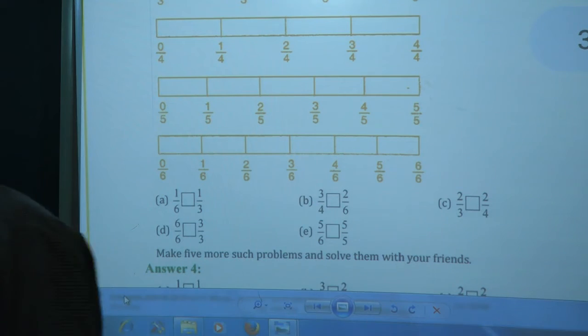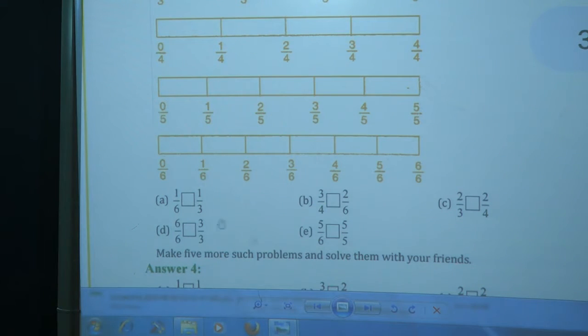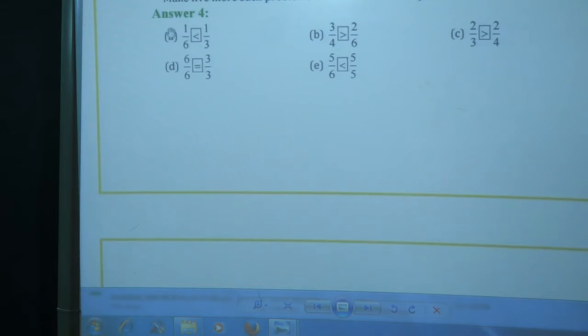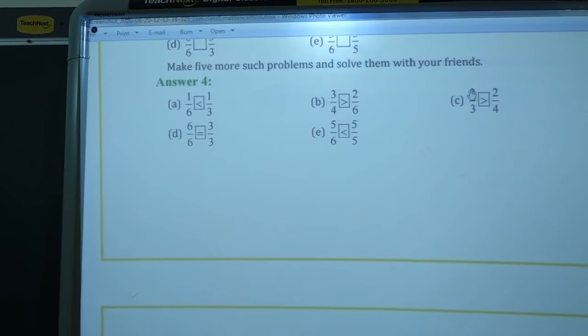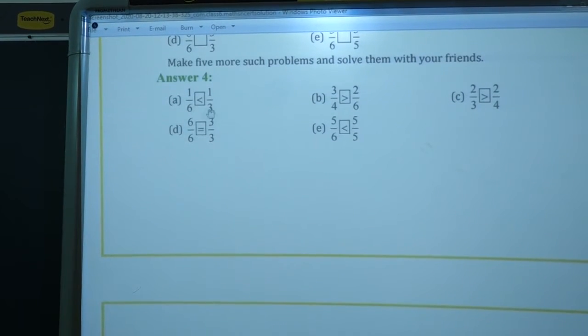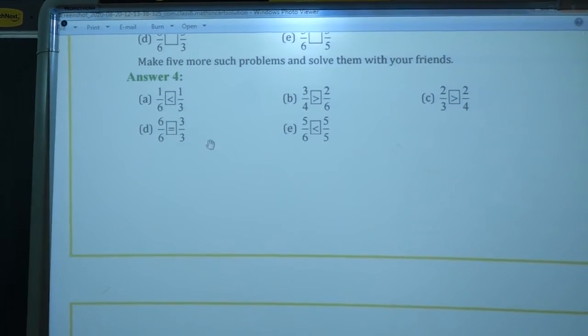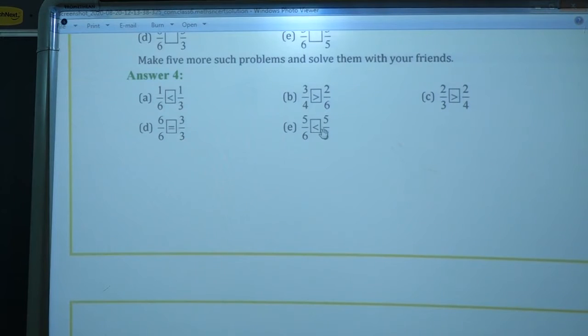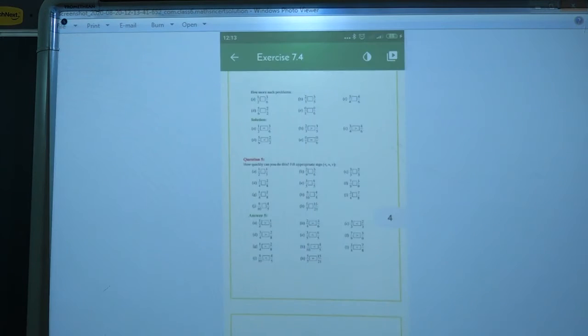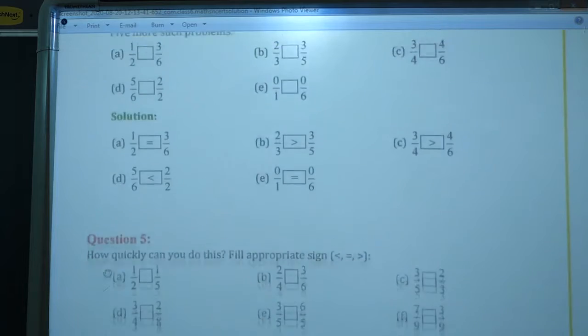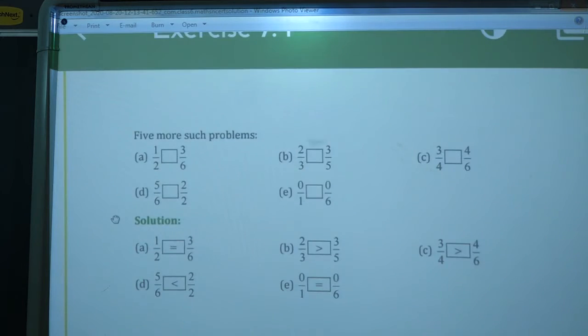Now we will go to the explanation downside. How is it explained? See, first question 1 upon 3 is the greater, second one 3 upon 4 is the greater, third one 2 upon 3 is the greater, 6 upon 6 and 3 upon 3 equal, 5 upon 6 and 5 upon 5, 5 upon 5 is the greater. Next question.